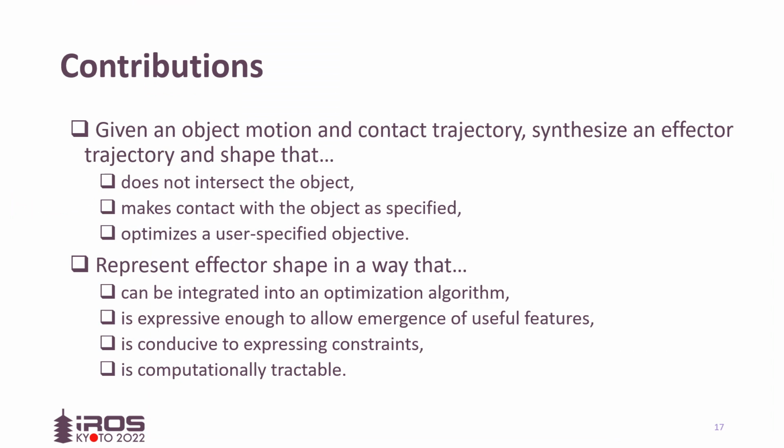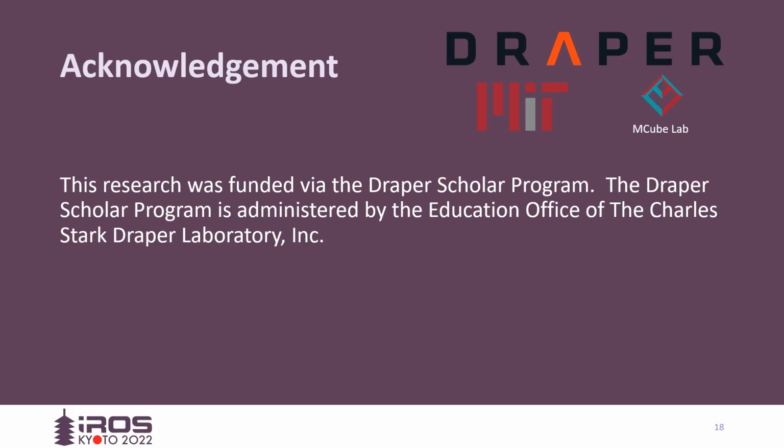In summary, our method co-optimizes an effector shape and motion solution that does not intersect the object or environment, makes contact with the object as specified, and optimizes a user-specified objective. To accomplish this, we have represented effector shape in a way that can be integrated into our optimization algorithm, is sufficiently expressive, is conducive to posing constraints, and is tractable. Full details are available in our paper.